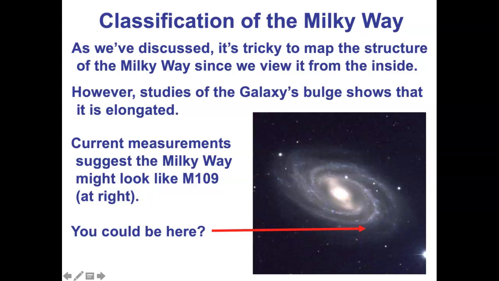And so this is why it took so long. It took until just a few years ago for people to realize, oh, we actually live in a different kind of galaxy than what we thought. We knew for a long time that we lived in a spiral galaxy. Turns out we live in a barred spiral.